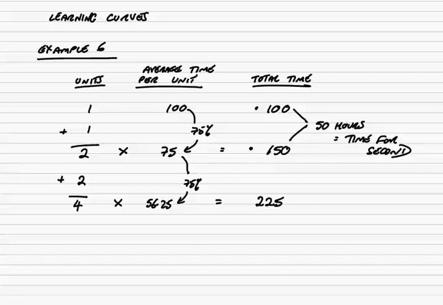And I can go one step further. Remember, we knew that 2 units took us in total 150 hours. Make another 2 units, and in total we've now spent 225. Well, the difference between the two, 75 hours, is the total time for the third and the fourth.